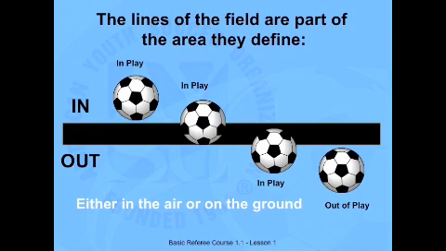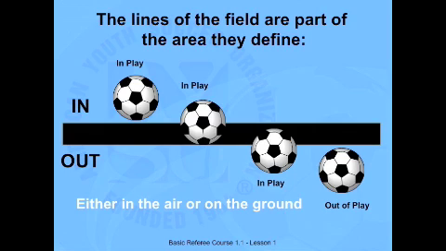Remember that the lines on the field are part of the area that they define. So in other words, what that says is a ball on the line, whether it's the touch line or the goal line, is still in play. In other words, the ball has to pass entirely over the goal line or entirely over the touch line for it to be out of play. Doesn't matter where the player is, okay? Player can run from out of bounds as long as the ball is inbounds or on the line, the ball is still in play. And again, this is for the goal line or the touch line, all right?